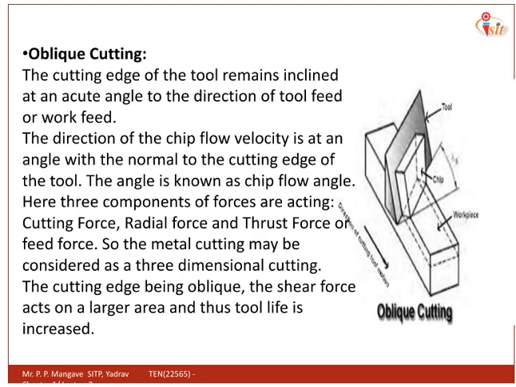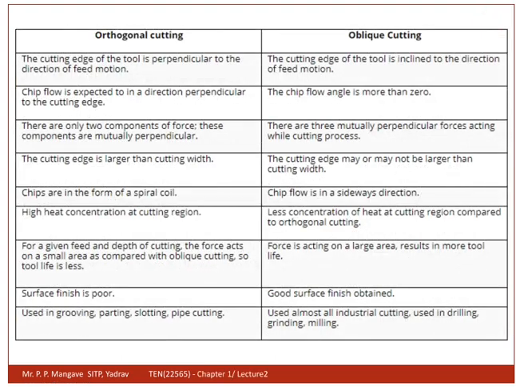Now next we'll be seeing the difference between orthogonal and oblique cutting. Now what are the differences? As discussed earlier, in orthogonal cutting the edge of the tool remains perpendicular, whereas in oblique cutting the edge of the tool remains inclined. Here in orthogonal cutting, the chip flows in a direction perpendicular to the cutting edge. In oblique cutting the chip flow angle is not perpendicular, it is more than 0. Third point, in orthogonal cutting there are only two components, that is the cutting force and the thrust force.